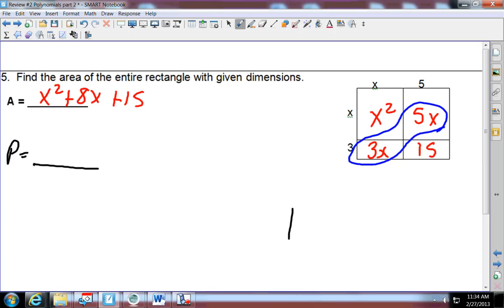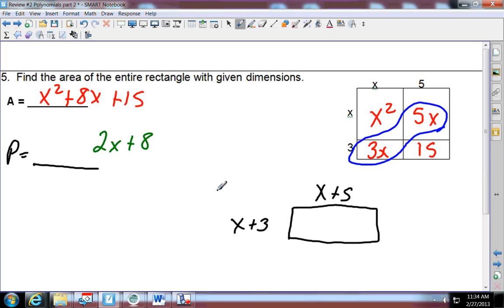Now, if I wanted to find the perimeter, I know that this side is x plus 3 and this side is x plus 5. A lot of people tell me that the answer is 2x plus 8. Is that right? No, it is not. What did they forget to do? Add up the other sides. This is supposed to be x plus 3 and x plus 5. So my perimeter, 1, 2, 3, 4, is 4x. And 5 and 5 is 10, 13, 16, plus 16. That should be my perimeter.